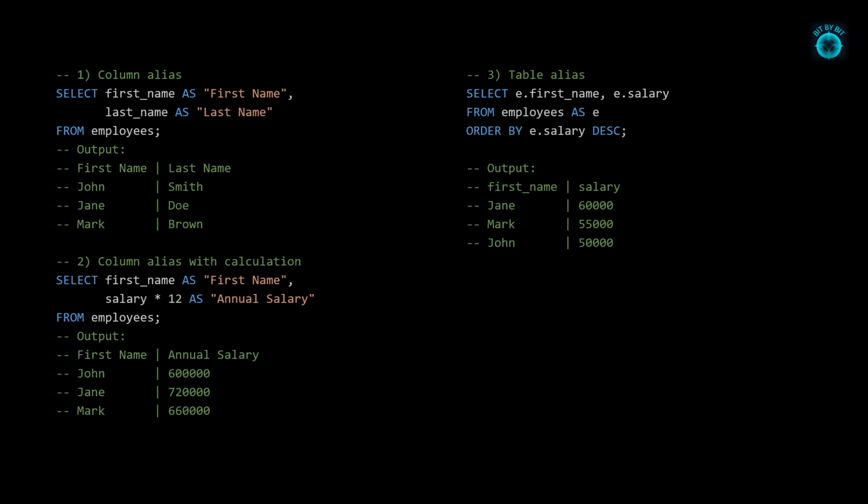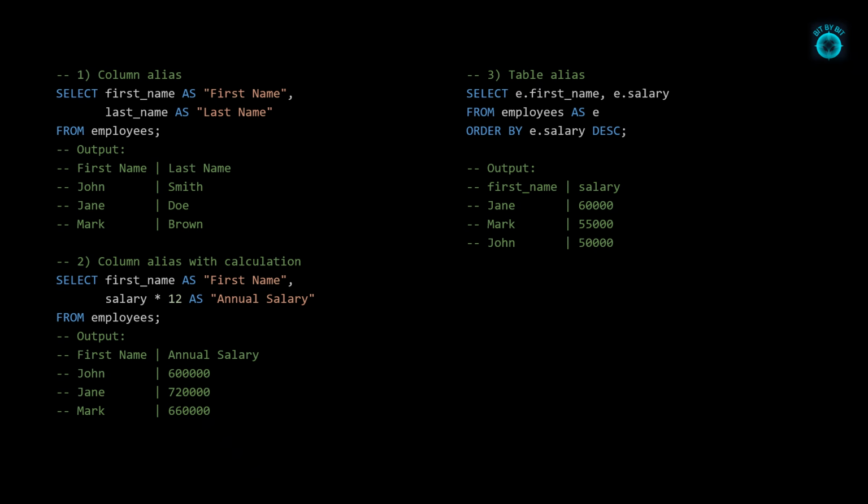Third example. Here we give the employees table a table alias of E by writing employees as E. This allows us to refer to the table as E in the rest of the query. In the order by clause, we use E.salary instead of writing employees.salary. Table aliases are very useful when working with multiple tables as they make queries shorter and easier to read.